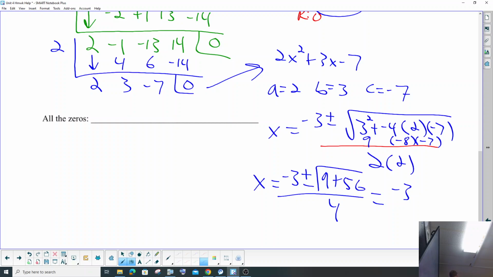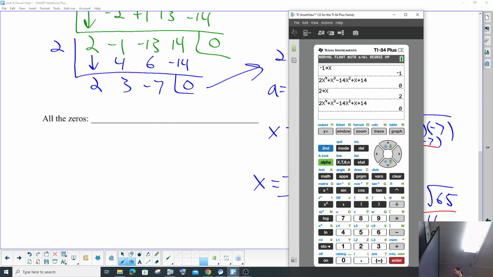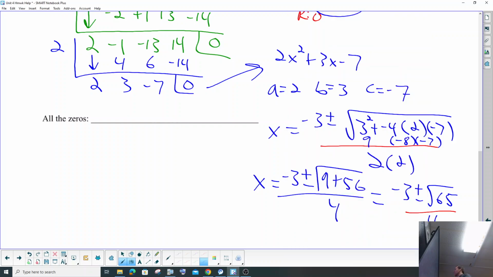So -3 plus or minus the square root of 65, which doesn't really break down. Yeah, that doesn't really break down. So that'll just be our answer.